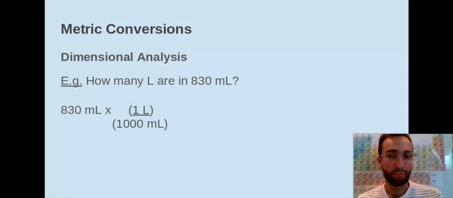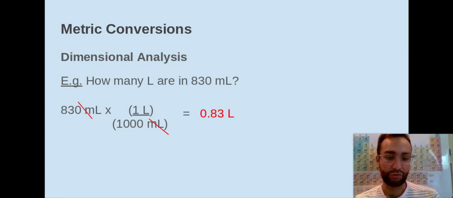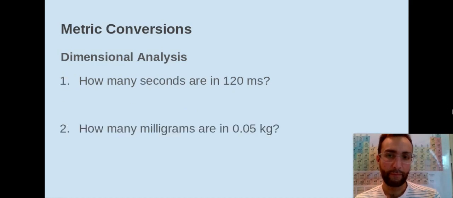So next, we're going to just multiply. So 830 times 1, and then you're going to divide by 1,000. Cross out our units. We're left with liters. So we have 0.83 liters. So I want you to go ahead and try these examples. We have one where we're converting from seconds to milliseconds, and another one where you're converting from milligrams to kilograms. So go ahead and give these a try.